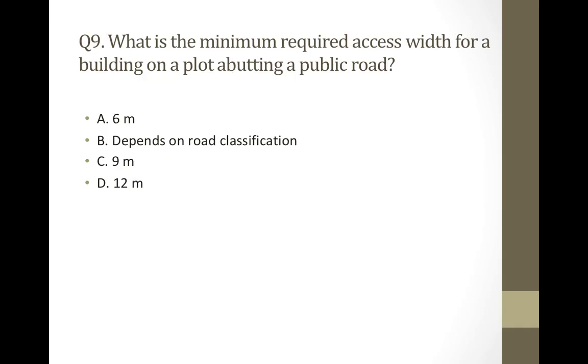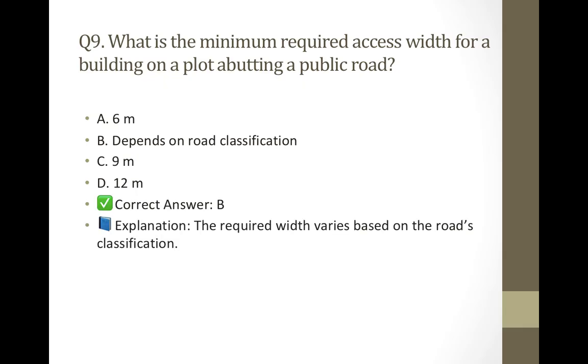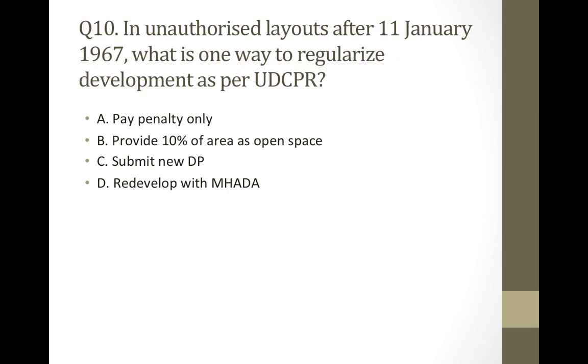Question 9, what is the minimum required access width for a building on a plot abutting a public road? So option A 6 meters, option B depends on road classification, option C 9 meters and option D 12 meters. So correct answer is option B, that is depends on road classification. There is a chart of road classification on which the required width varies.